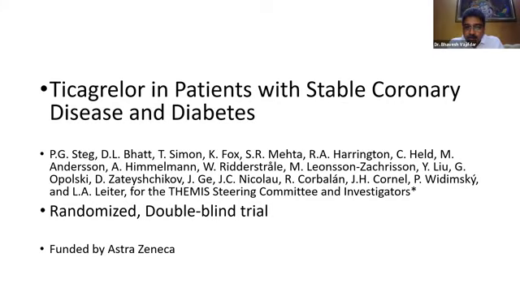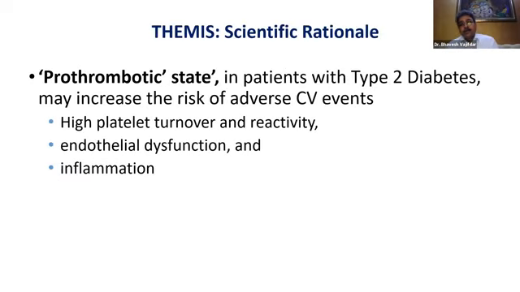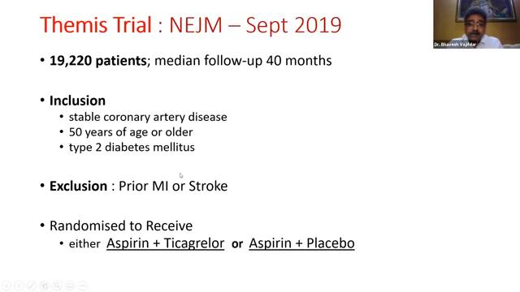But here, they have tried to see whether we can use ticagrelor or dual antiplatelet therapy in stable patients with coronary artery disease. So here, the hypothesis was that if you have a patient who is diabetic, then he could be having a prothrombotic state. And if a diabetic has a prothrombotic state, it's possible that he could be at a higher risk of adverse events, and hence probably more antiplatelet therapy would be beneficial to him. So with this hypothesis, they included 19,000 patients and they followed them up for nearly 40 months, meaning 3.5 years.